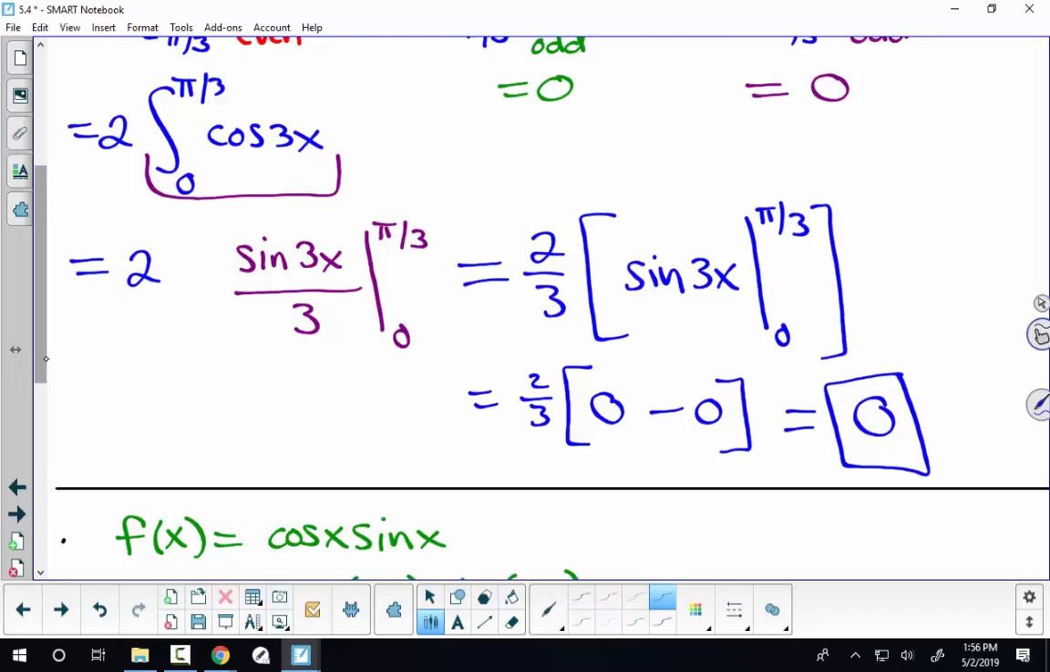If you want to plot that function that we started off with, cosine 3x plus 4 cosine sine minus 4 sine x to the 5th, on the interval from negative pi over 3 to pi over 3, you would see that there's as much area above as below. Do you have any questions on this?